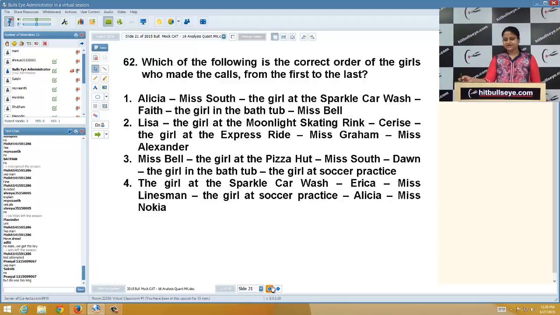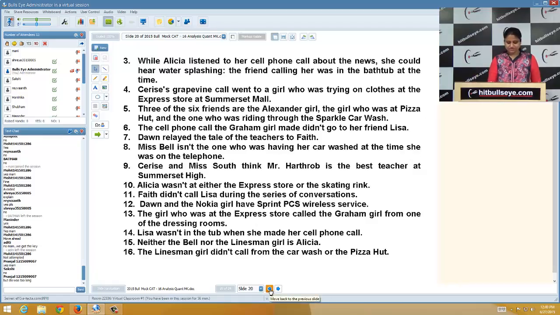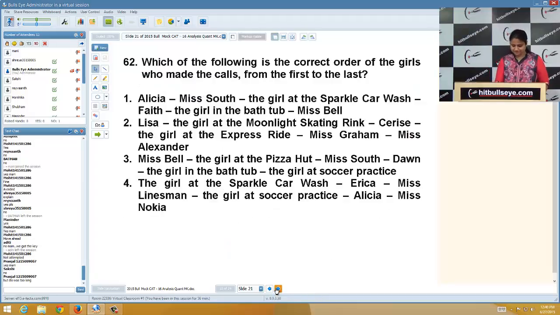Which of the following is the correct order of the girls who made the calls from the first to the last? Pranjal, yes, it was too long, so you should avoid these kind of sets. So I'm taking options here. See the very first option, Alicia. We are starting our arrangement from Alicia.